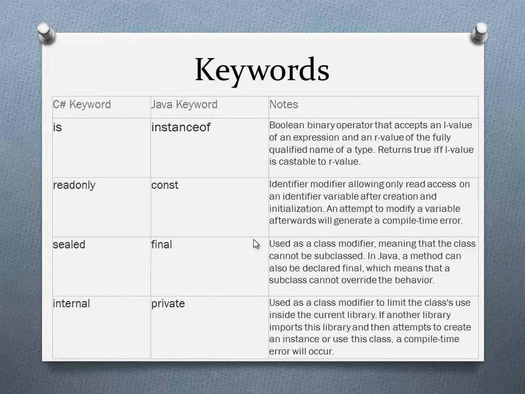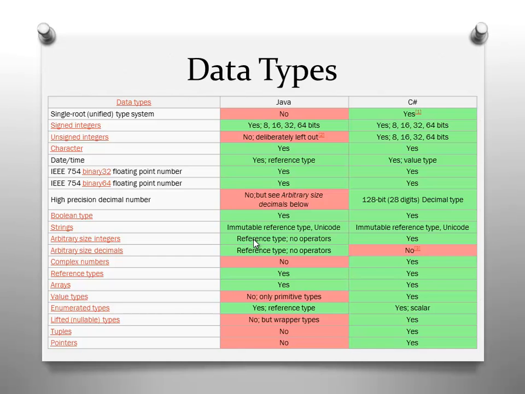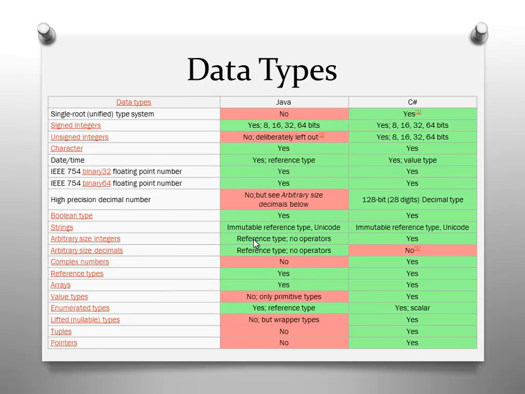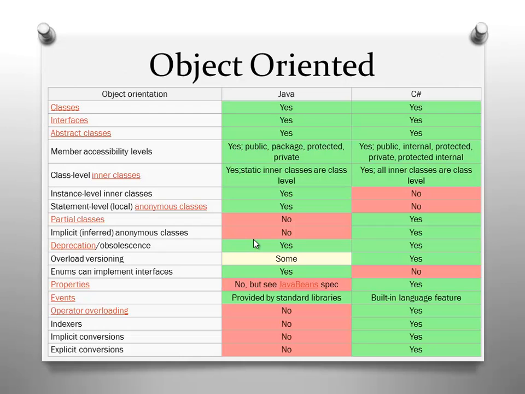Those, you can read at your leisure. Here's a map of all the data types between Java and C# and which ones do and don't exist. There are 4 things in C# that don't match to Java. There's a lot more in Java that don't map to C#, so just keep that in mind. All right. That is my one and only PowerPoint that I'll probably show you the entire term.